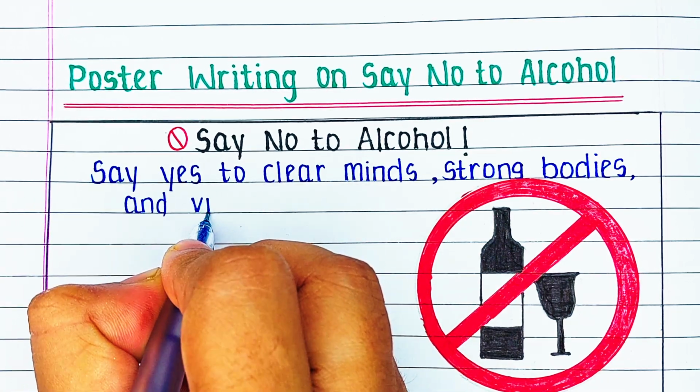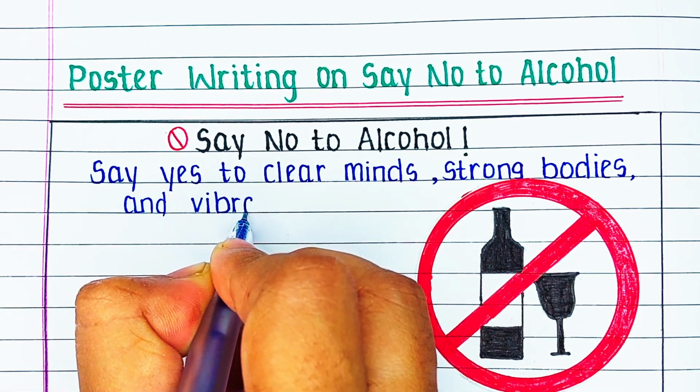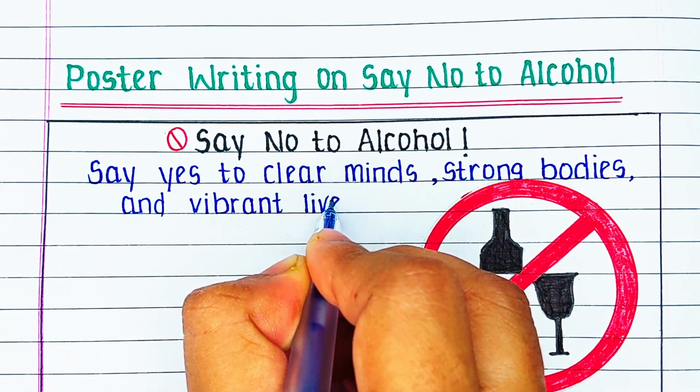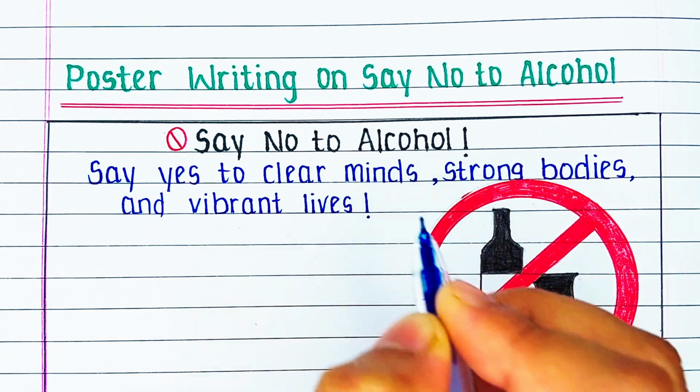Firstly, write in a highlighted text, Say No to Alcohol. Next line, say yes to clear minds, strong bodies, and vibrant lives.